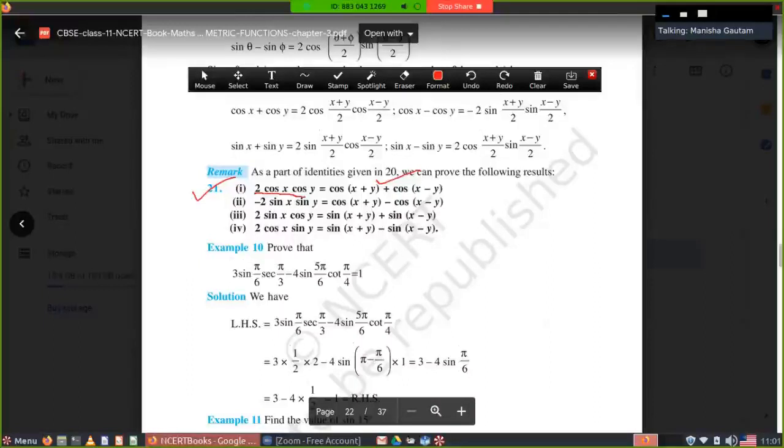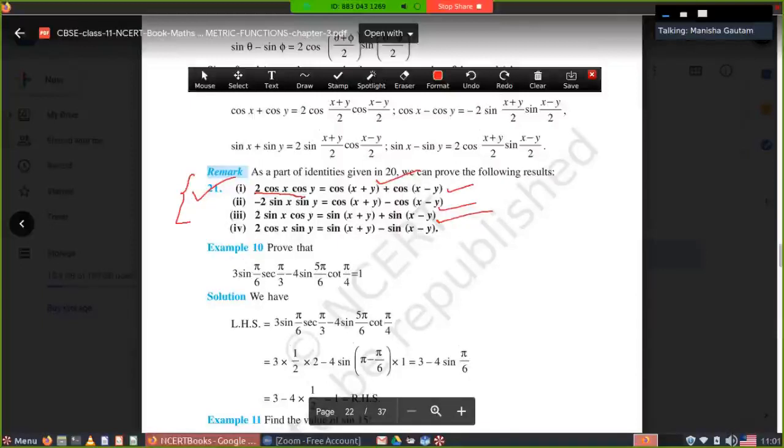2 cos x cos y is equal to cos(x plus y) plus cos(x minus y). Minus 2 sin x sin y is equal to cos(x plus y) minus cos(x minus y). 2 sin x cos y is equal to sin(x plus y) plus sin(x minus y). 2 cos x sin y is equal to sin(x plus y) minus sin(x minus y). These are the identities which you have to learn for this exercise.